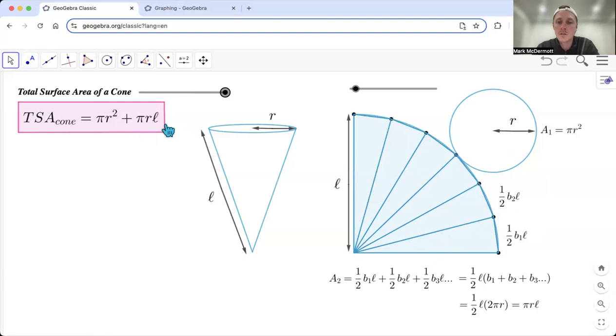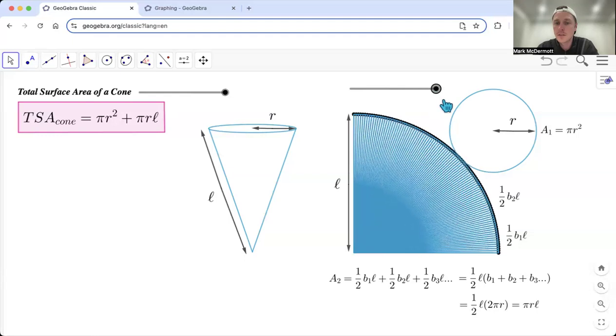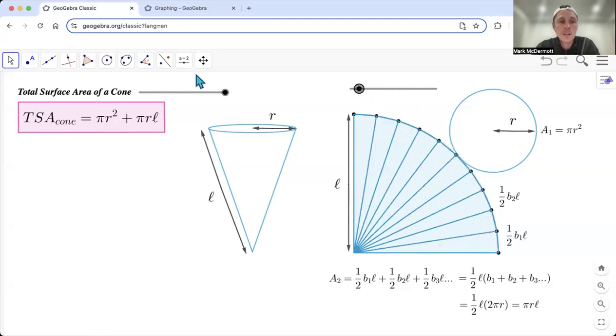I think that's a pretty interesting result. And maybe I'll just show you what happens. If you take more and more triangles, we're getting very, very good approximations of the area. If we add all these triangles up, then it is the area of the lateral surface. So, pretty cool technique there for finding the lateral surface and the total surface area of a cone.